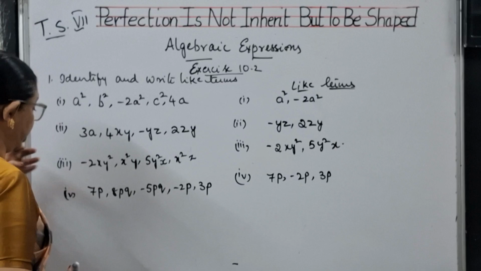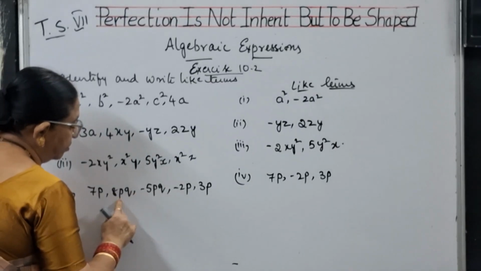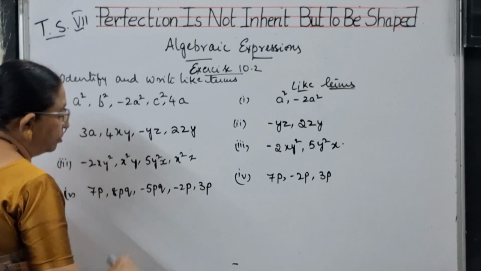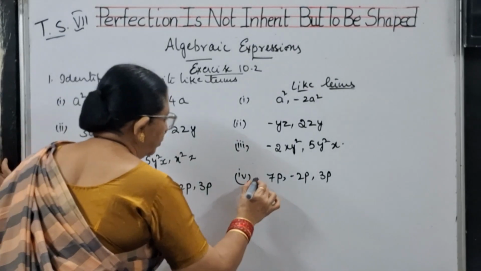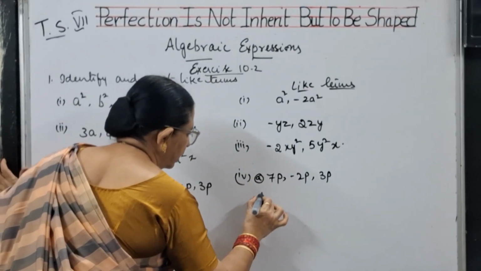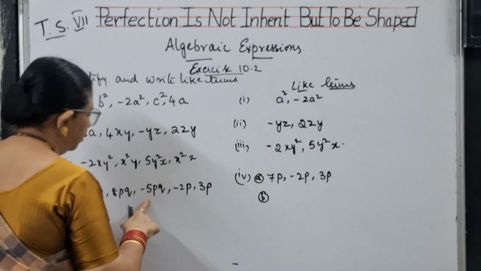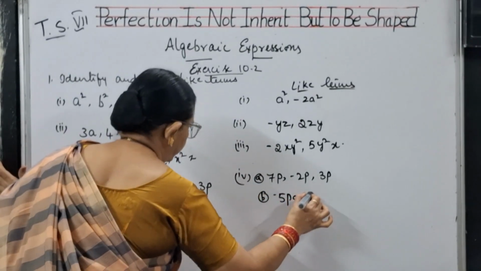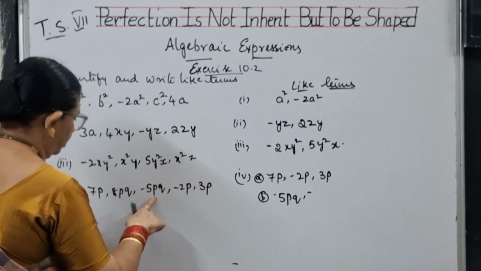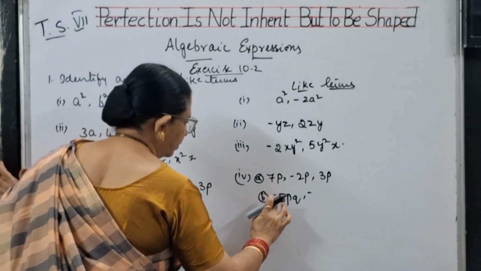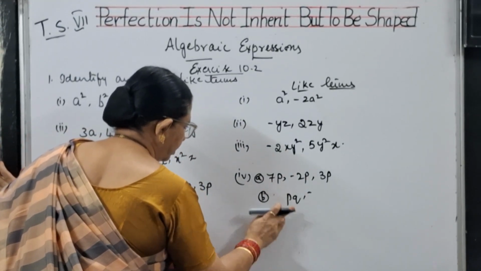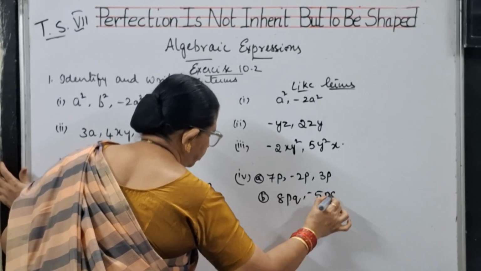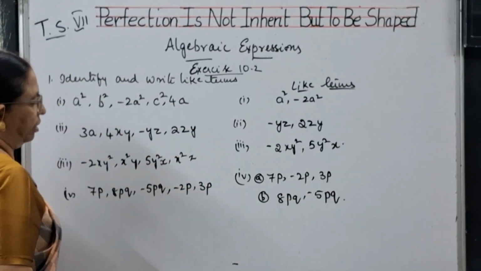Now, is there anything else? You also heard this, children. PQ, PQ. So these two are also like terms. So we have two groups. This is A and B. One is minus 5PQ and the other is 8PQ. First 8PQ I will write because it comes first, and then minus 5PQ. These are the like terms.